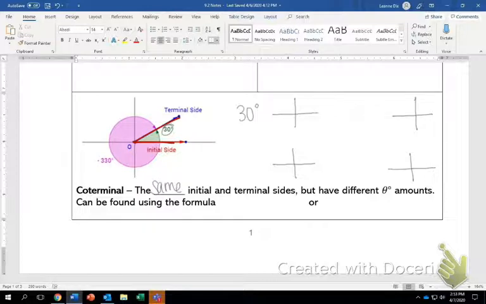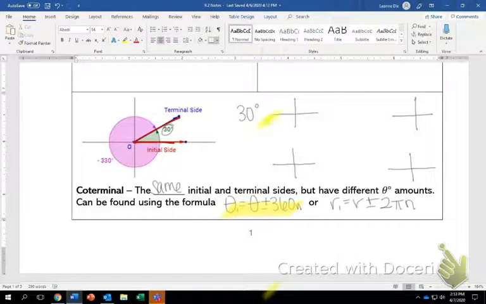And so really you can find this by the formula where your alternative theta is going to equal your initial theta, either adding or subtracting 360 degrees n number of times. And later on we'll get into radians, so the radians will be your initial radian plus or minus 2 pi n. We'll get into that later. We're really going to be focusing on this one right here.